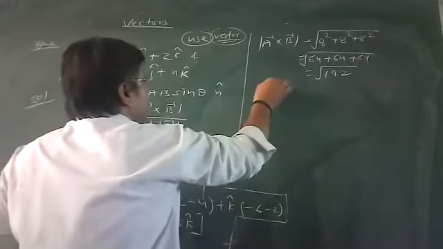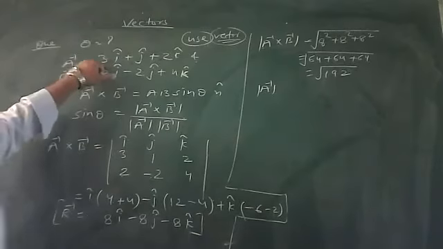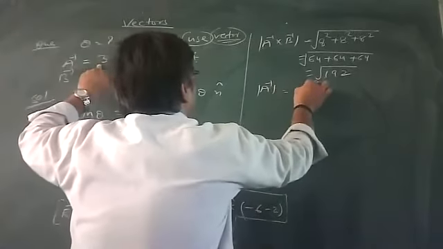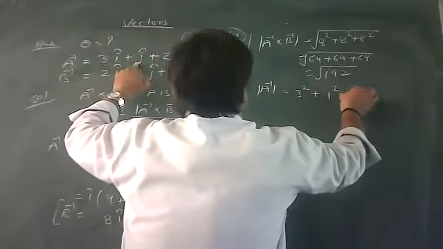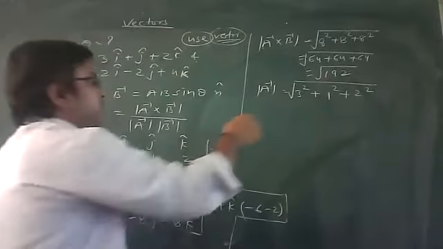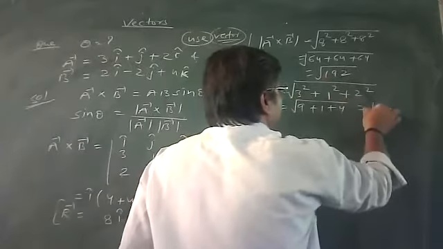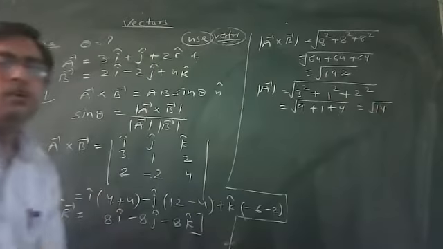Now find the modulus of the A vector. So how will you calculate the modulus? Square of x plus square of y plus square of z. That is the way to calculate the modulus of the A vector. The result will be 9 plus 1 plus 4. You will get root 14.